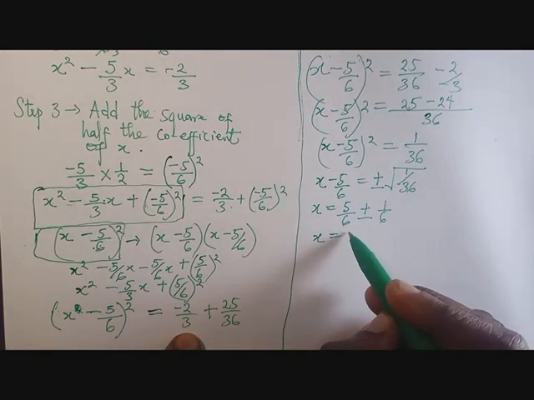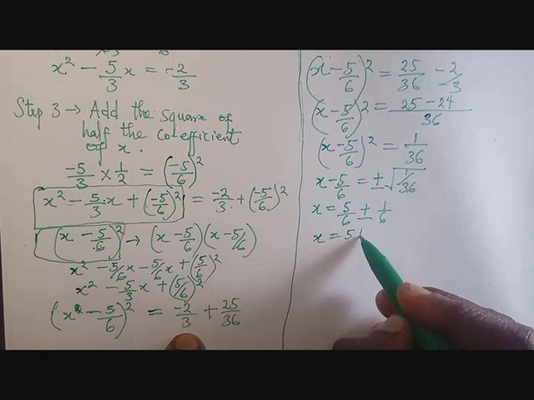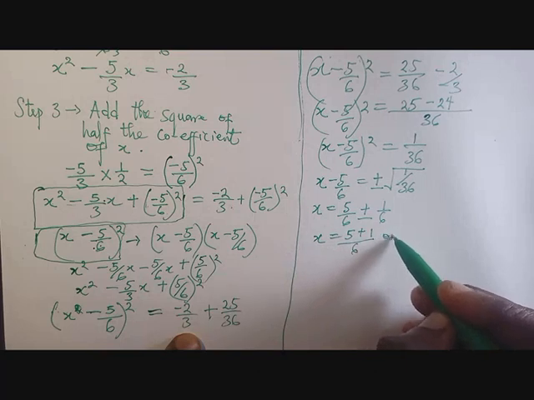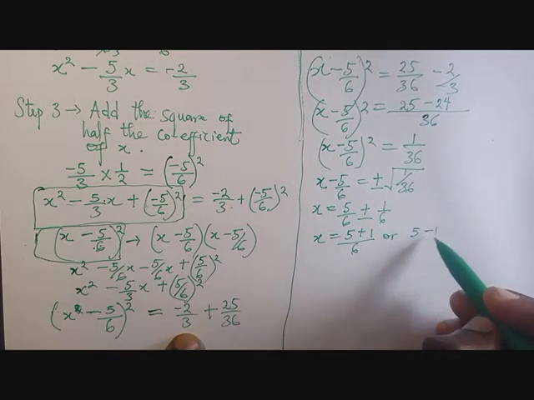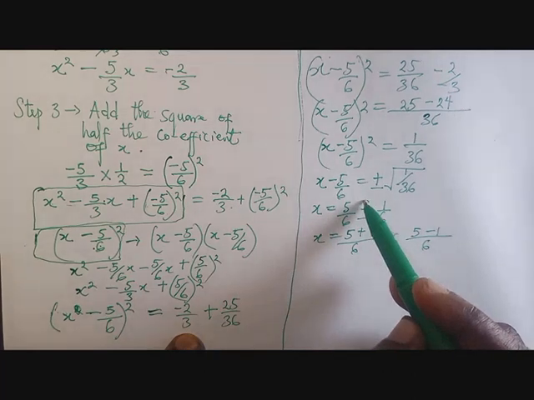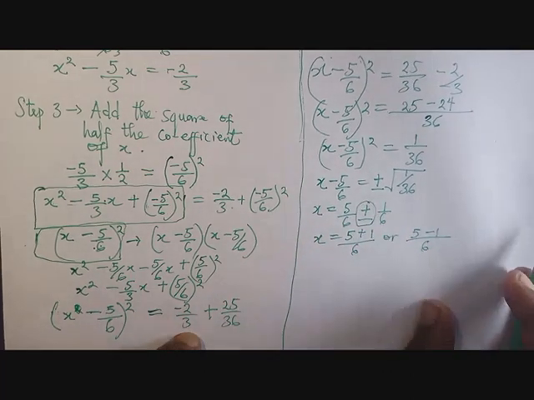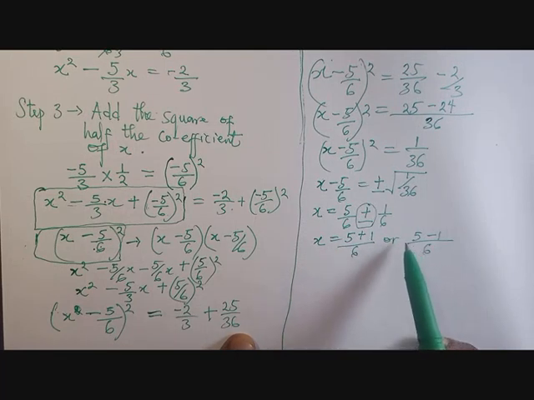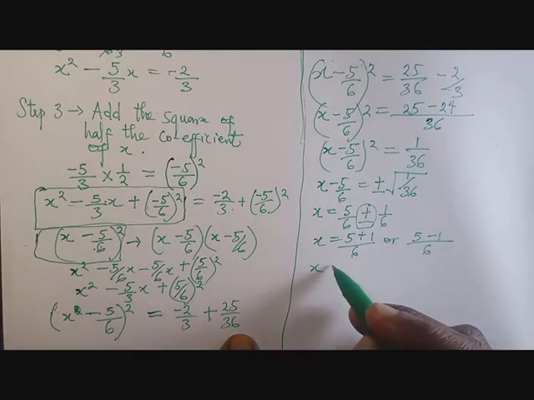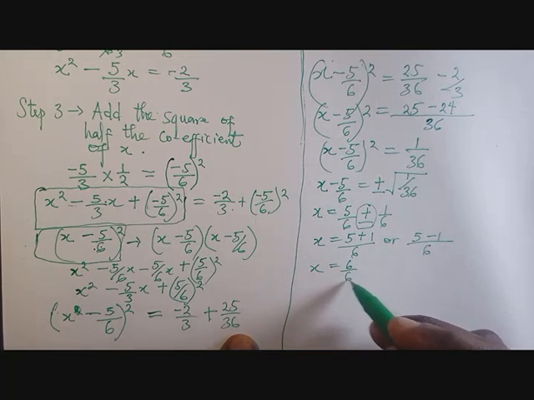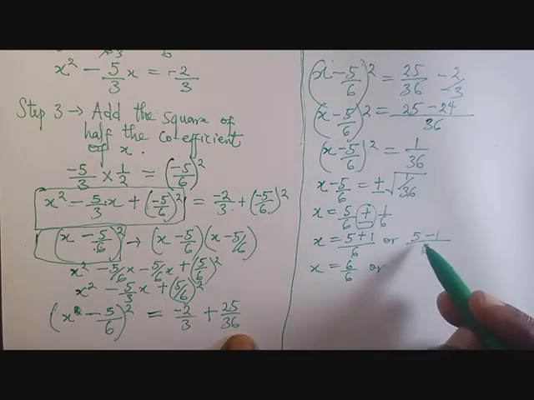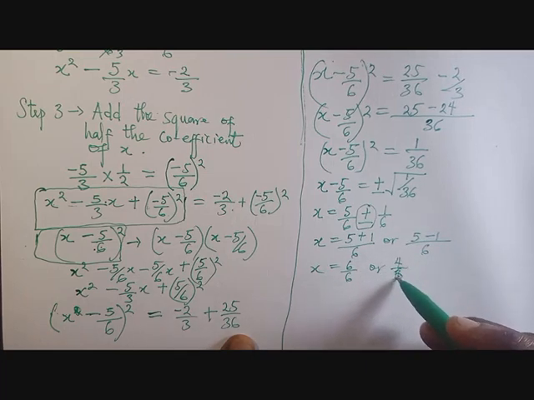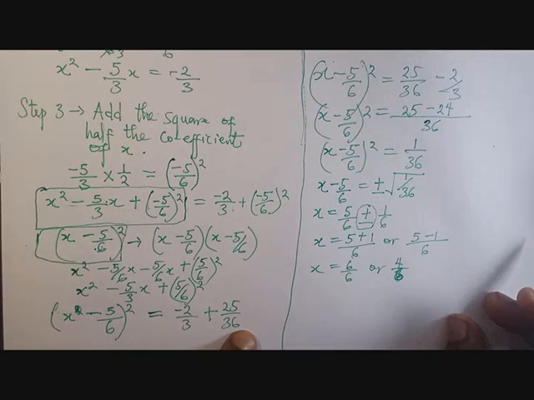Now, what this means is that since we have the same denominator, I can simply say x equals 5 plus 1 all over 6, or 5 minus 1 all over 6. Take note, that's the meaning of this term, plus or minus. So it simply means that x is 5 plus 1 over 6, or x is 5 minus 1 over 6. So what is 5 plus 1 over 6? It is 6 over 6. So x is 6 over 6, or x is what? 5 minus 1 is 4 over 6. So that is it.